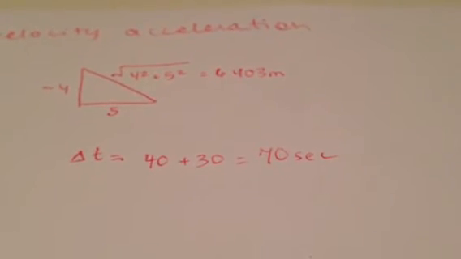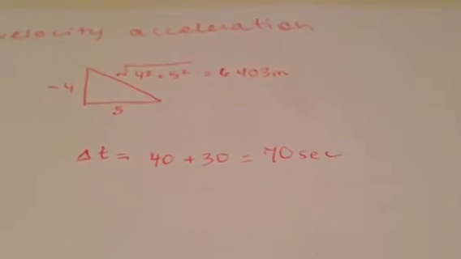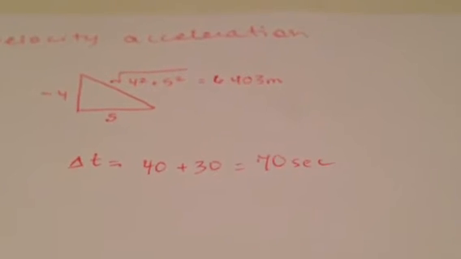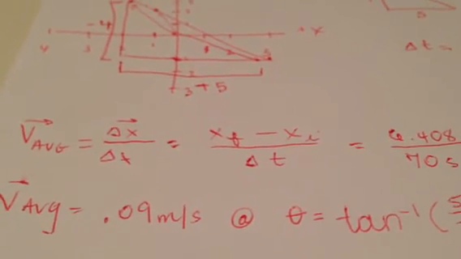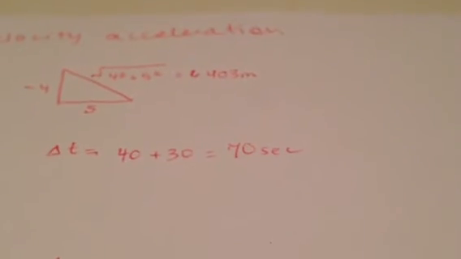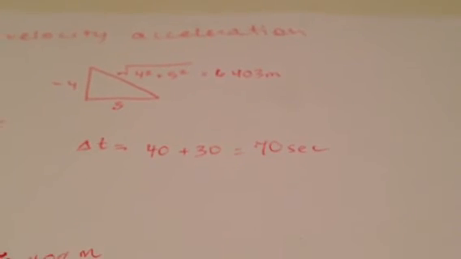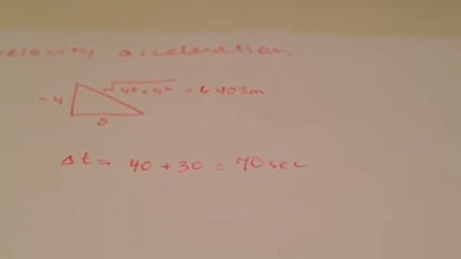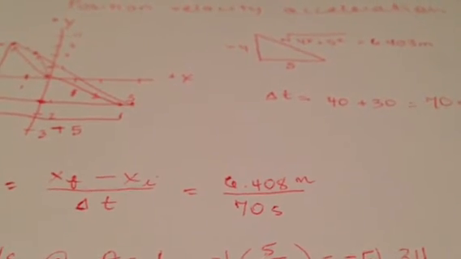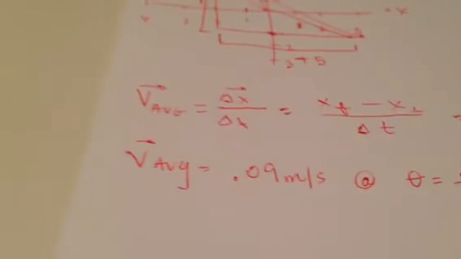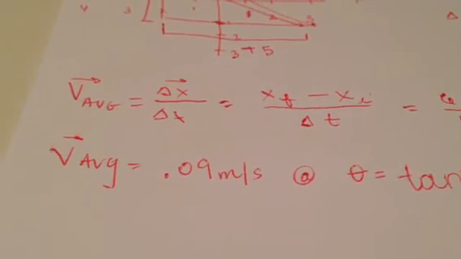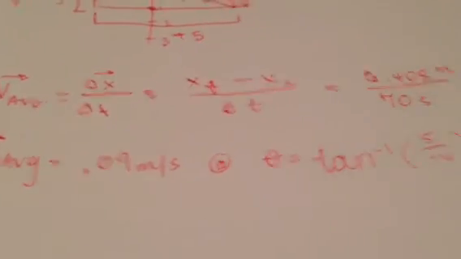The question gives you the time. It tells you that to get from point 1 to point 2, it's 40 seconds, and point 2 to point 3 is 30 seconds. Since we're doing average velocity, we need the total time from point A to C, the finish, which is 70 seconds. So 6.403 meters divided by 70 seconds gives us 0.09 meters per second. Just type that in the calculator.